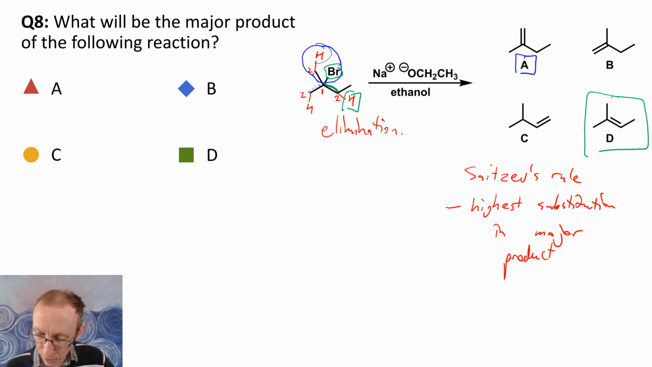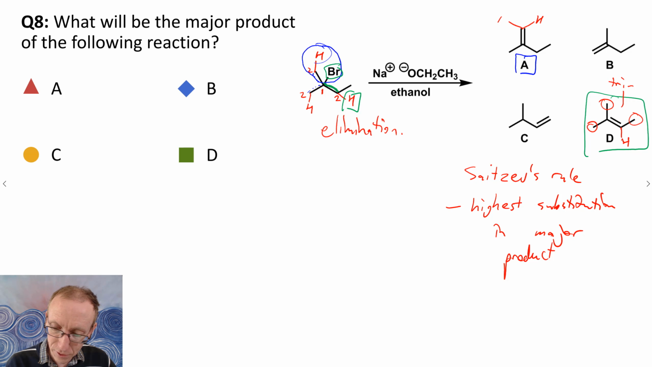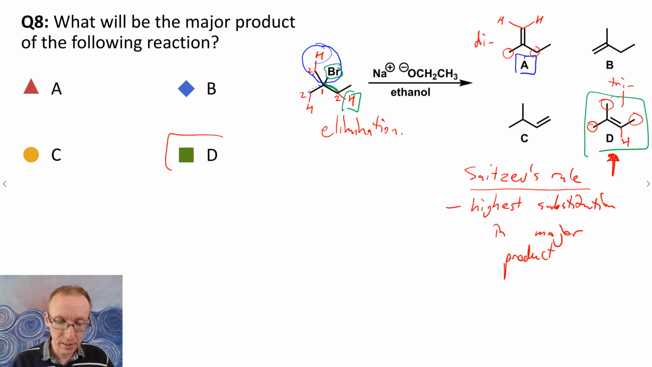So this molecule here, D, has 1 hydrogen and 3 carbon-based substituents. They all happen to be methyls, and so we would call this tri-substituted. A over here has 2 hydrogens and 2 carbon-based substituents, and so we would call that di-substituted. So this one, D, is the more stable of these 2 possibilities, and Zaitsev's rule would predict that is the major product from this elimination. So the answer to this question is D, the green square.